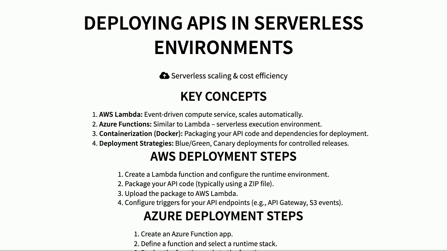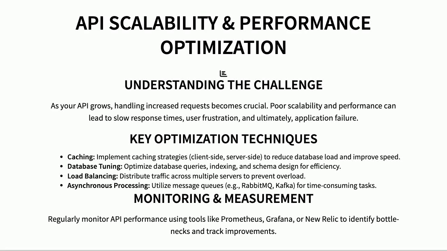AWS Lambda provides a way to run code in response to events, while Azure Functions does the same. It's all about building scalable APIs without worrying about server management. Okay, let's talk about making sure your API can handle a lot of traffic without slowing down. As your users grow, you need to think about scalability, how well your API can handle increased requests.